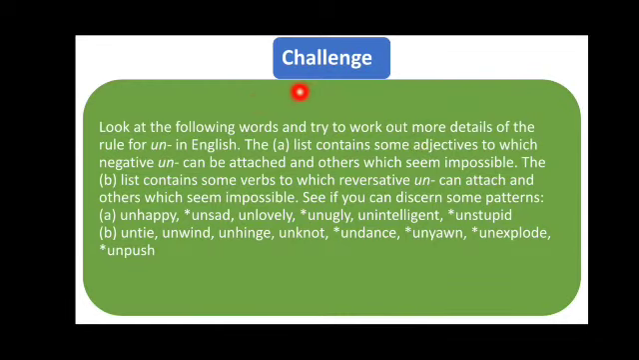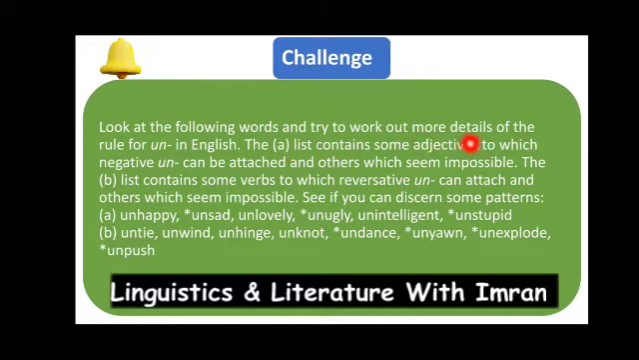So here we have a challenge for you. Look at the following words and try to work out more detail of the rule for un in English. The A list contains some adjectives to which negative un can be attached and others which seem impossible. So we cannot attach un to all adjectives. The B list contains some verbs to which reversative un can attach and others which seem impossible. So we cannot attach un to all verbs. See if you can discern some patterns.